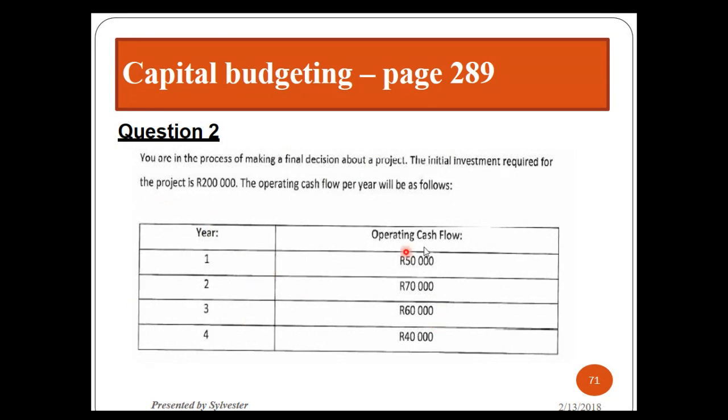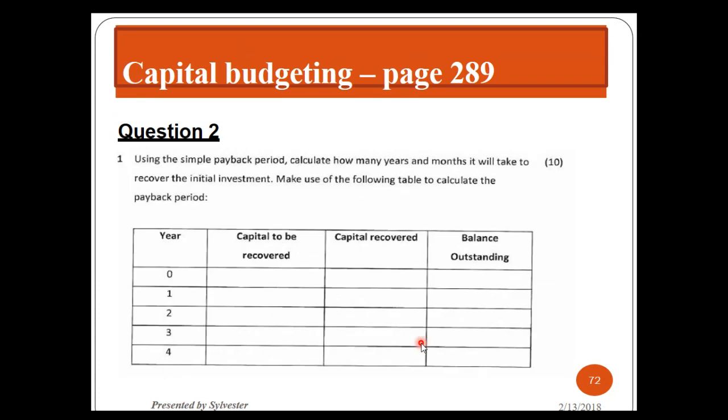So during year 1, we managed to make a cash of 50,000. Year 2, 70,000. Year 3, 60,000. Year 4, 40,000. So it means after we invested at year 0, this is what we managed to generate as what? As the operating cash flows. Now, what is the question?